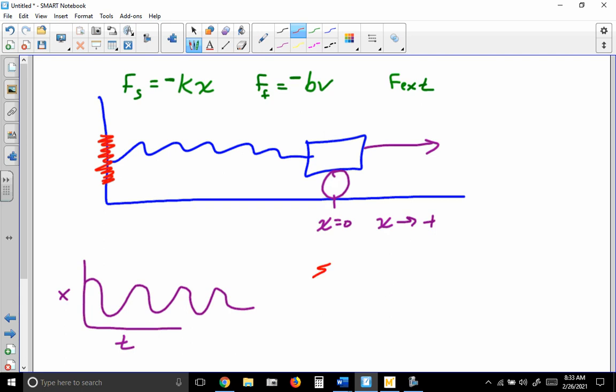So if we sum those forces, the sum of the forces is MA, and it's going to be in the x direction. So we have some external force that could be added to it. We have the spring stretch that's resisting. We have friction that's resisting. And then when we sum those, that equals mass times acceleration.